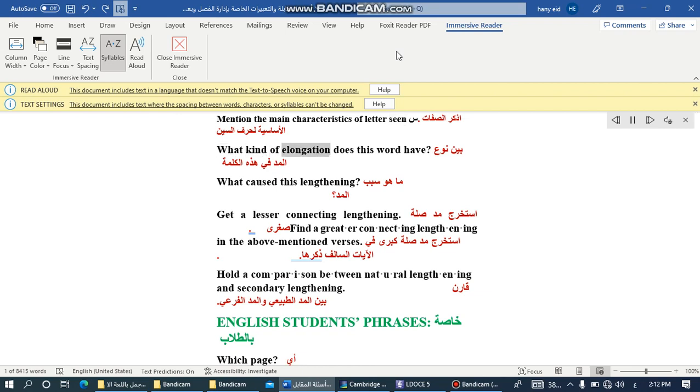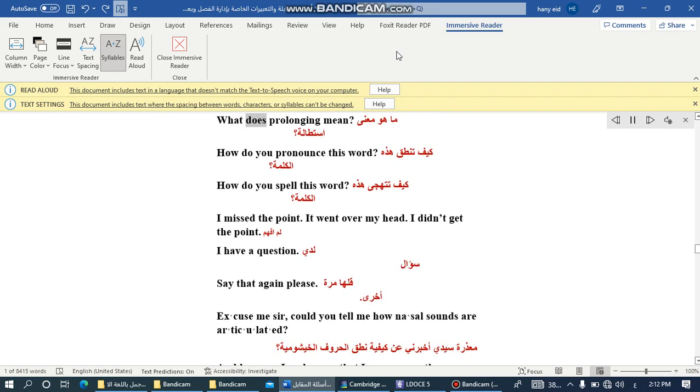What kind of elongation does this word have? What caused this lengthening? Get a lesser connecting lengthening. Find a greater connecting lengthening in the above-mentioned verses. Hold a comparison between natural lengthening and secondary lengthening. English students' phrases. Which page? What does prolonging mean? How do you pronounce this word? How do you spell this word?